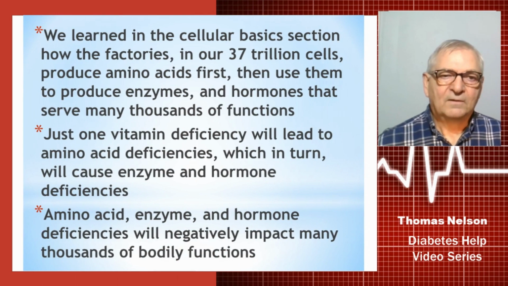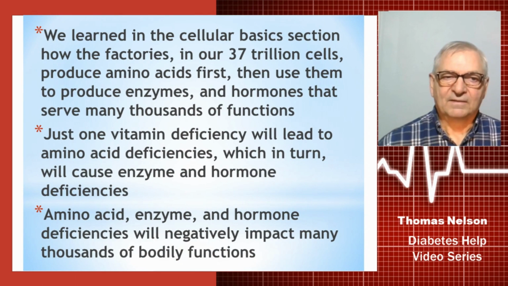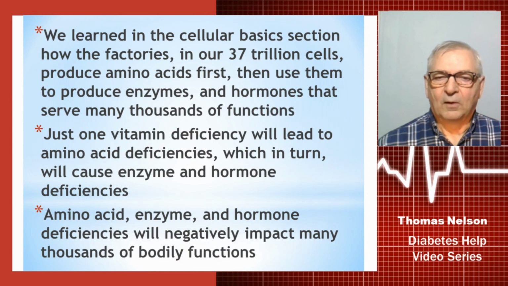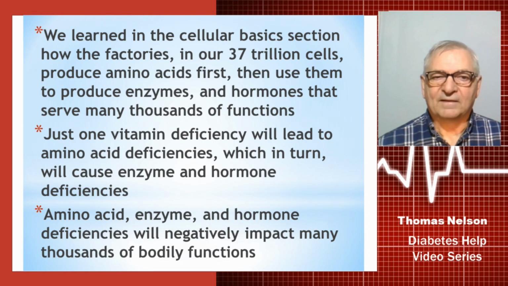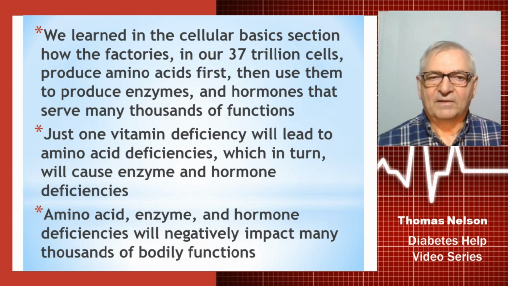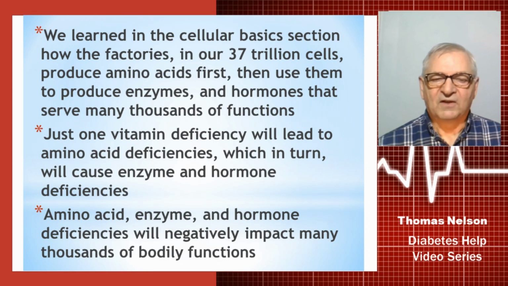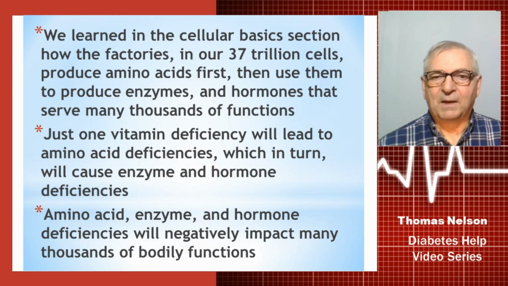So we learned in the cellular basics section how the factories in all 37 trillion of your body's cells produce those amino acids. They're the building blocks for virtually everything else. And then it uses those amino acids to produce enzymes and hormones that serve so many thousands of very important functions. So just one vitamin deficiency is going to lead to amino acid deficiencies, which in turn will cause enzyme and hormone deficiencies. In other words, it's like making a cake.